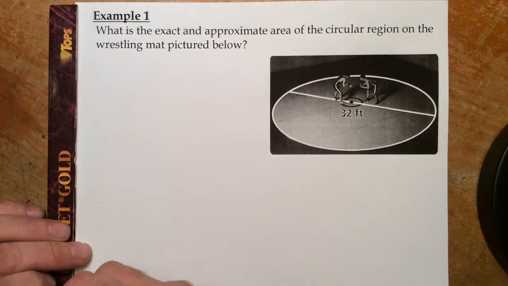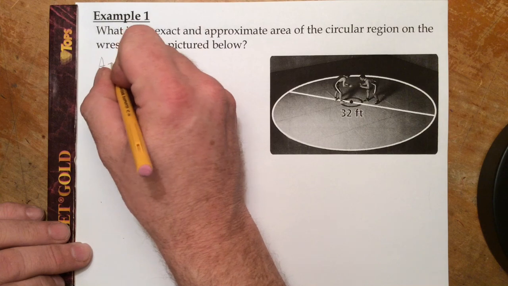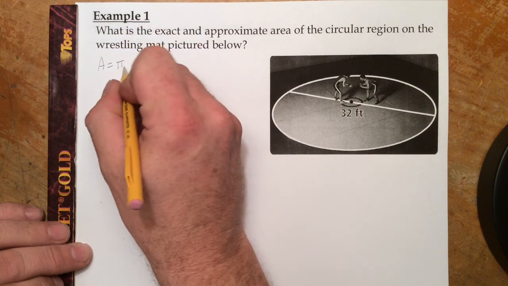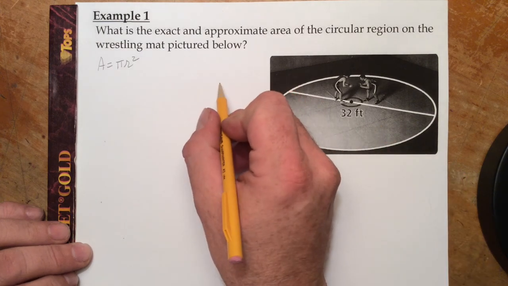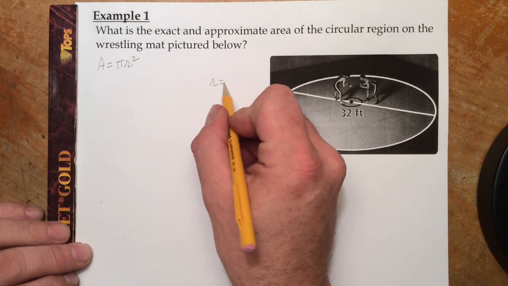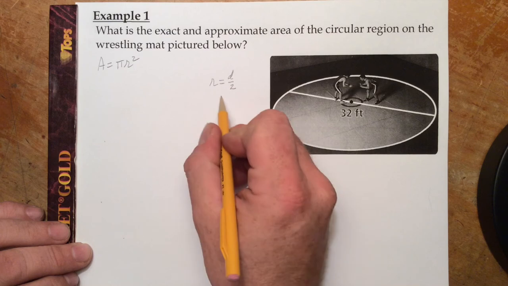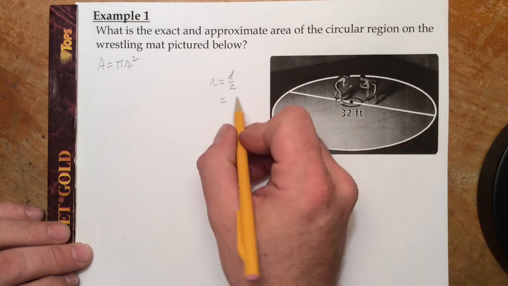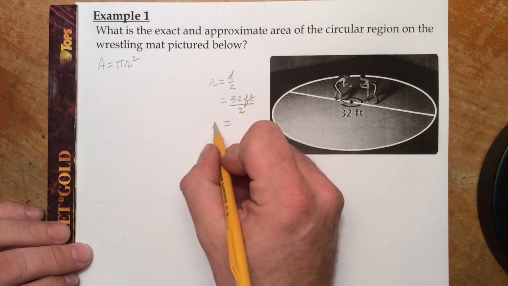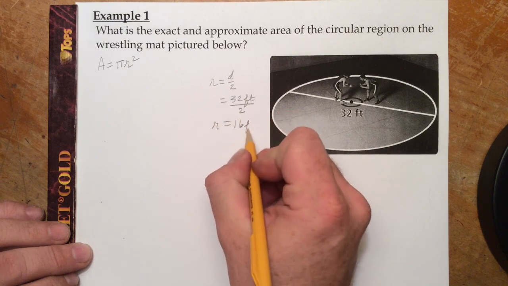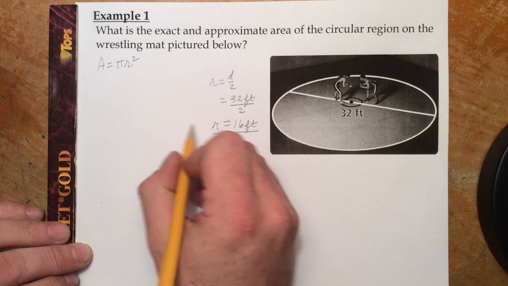So if we're going to find the area of this circle, the area of the circle is pi r squared. And we need to find r. Well, r, of course, is the diameter divided by 2. And the diameter here is 32 feet. So we divide that by 2, and so the radius is 16 feet.